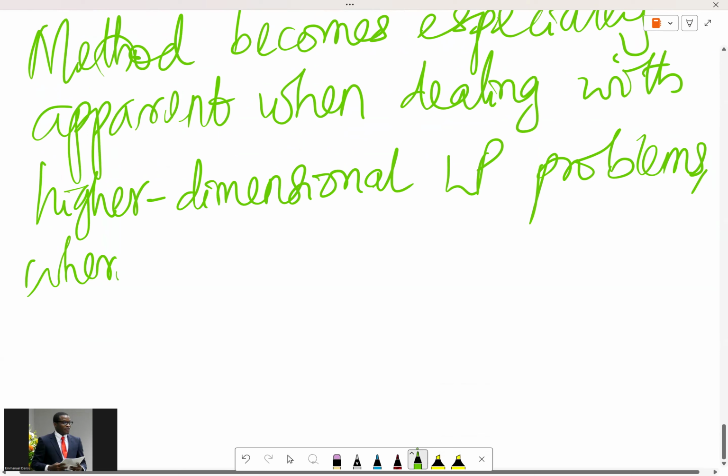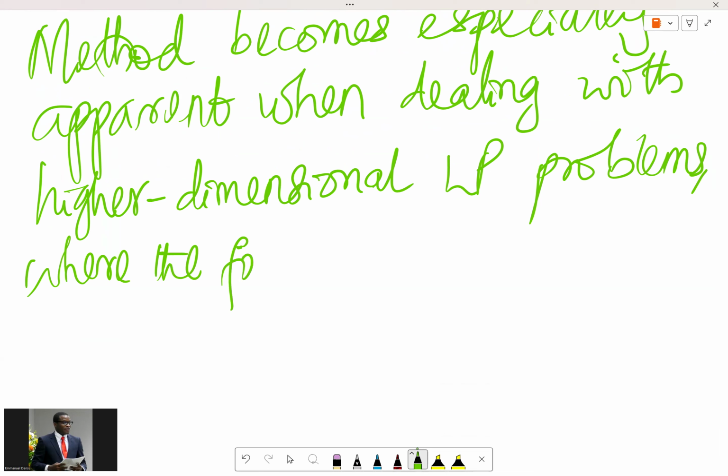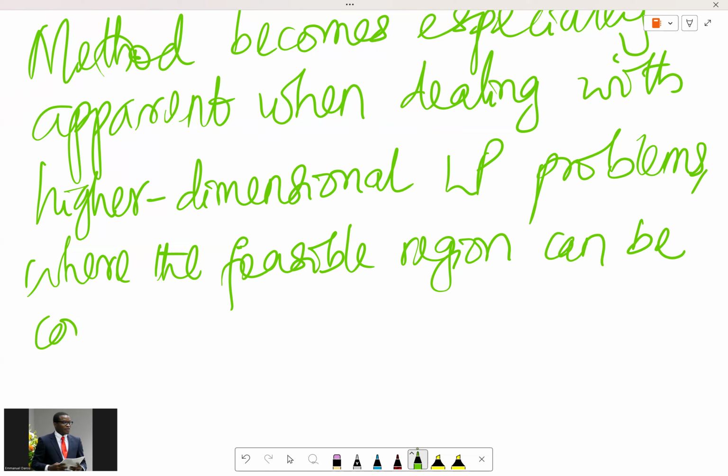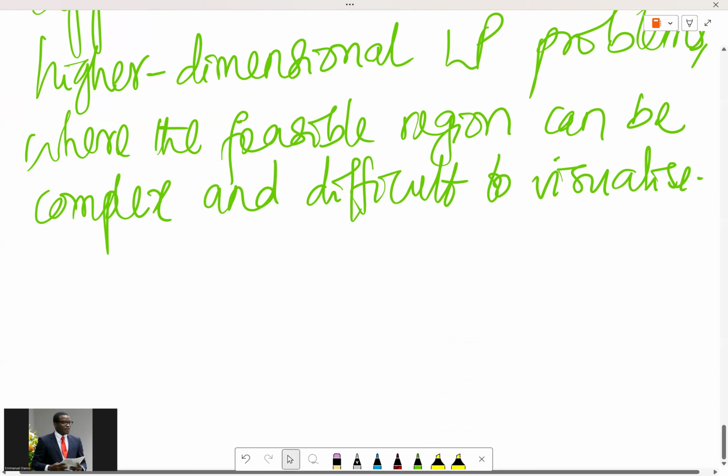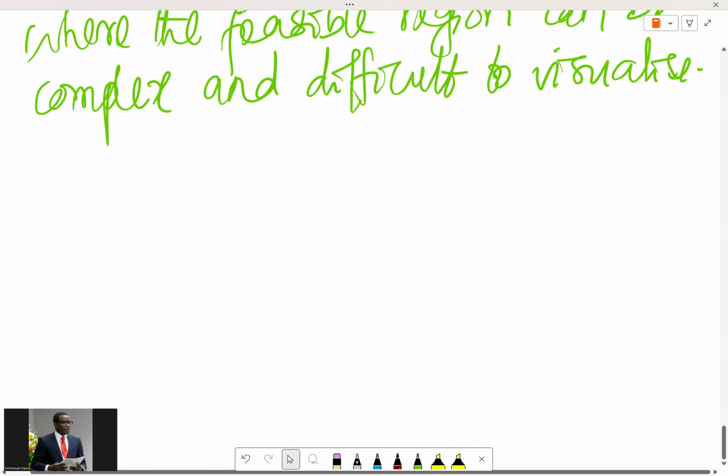where the feasible region can be complex and difficult to visualize. Things are easy to visualize if you're dealing with just 2 variables, like I've said, and that's where you can use graphical method. But in this case, if you have 3 variables upwards, you won't be able to do that. So simplex method becomes really important.